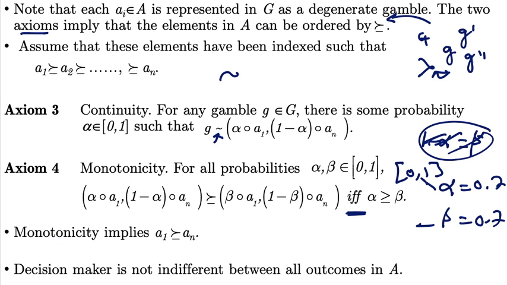All right, so if we look at axiom 4, what does it mean? When we talk about monotonicity, it implies that A1 is at least as preferred as AN, isn't it, in this case?